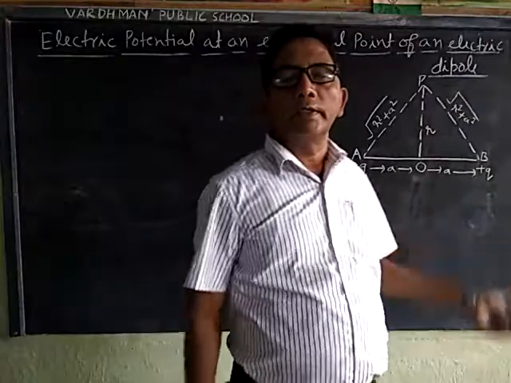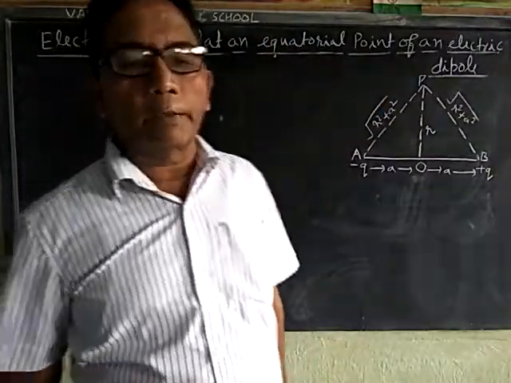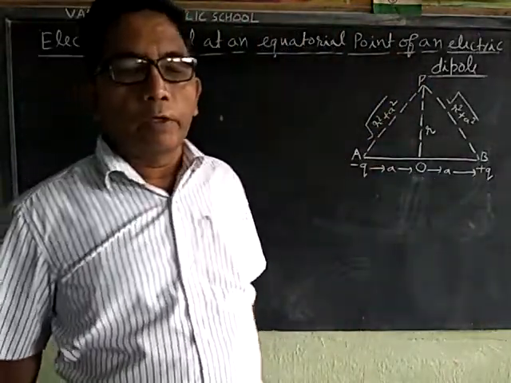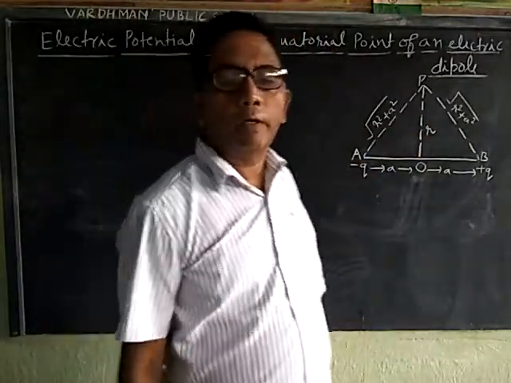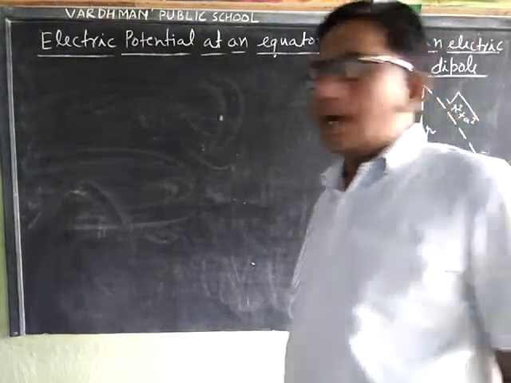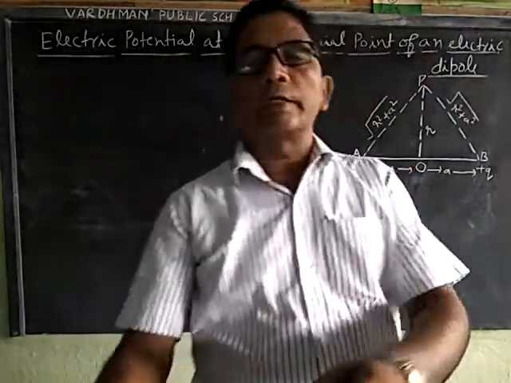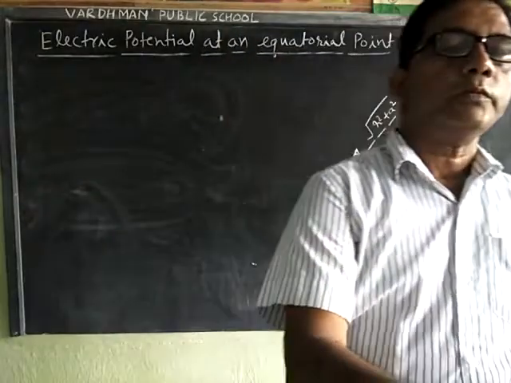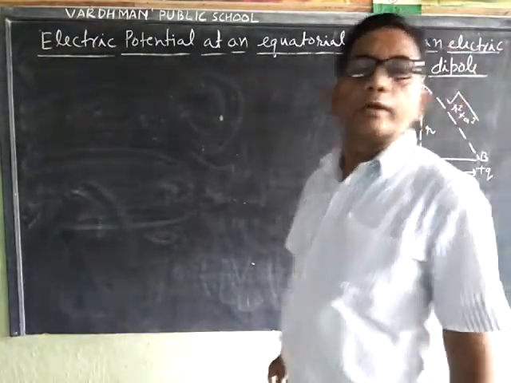Now we will summarize it. Consider an electric dipole consisting of minus q and plus q charge separated by distance 2a. Let P be a point on the equatorial line, that is, on the perpendicular bisector of the dipole, at a distance small r from the center O of the dipole. Now, electric potential at point P due to the dipole.